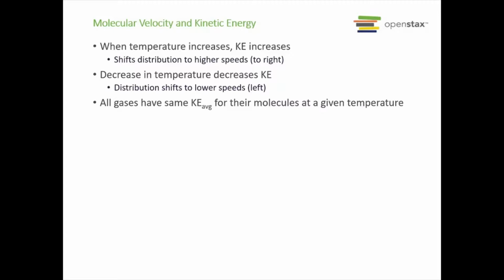We're shifting our distribution of our speeds to the right, to higher speeds. If we decrease our temperature, we're shifting to the left. But all gases have the same average kinetic energy for their molecules at a given temperature. KE average, not the same kinetic energy, but the average of all of them.